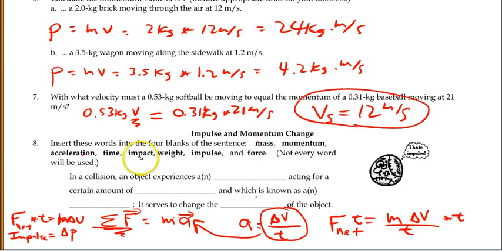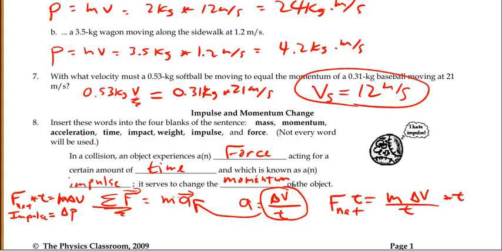Okay, so in a collision, an object experiences a force, back to the third law, acting for a certain amount of time, and that is known as an impulse, and that serves to change the momentum of an object. So the way we change the momentum of an object should make sense. It's how we get something to move or stop or slow down. We apply a force, some kind of unbalanced or net force. We apply that force over time. Force times time gives us an impulse, and that will determine how much the change of momentum is.